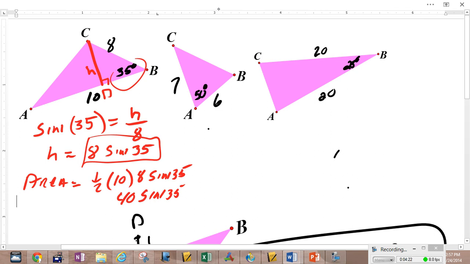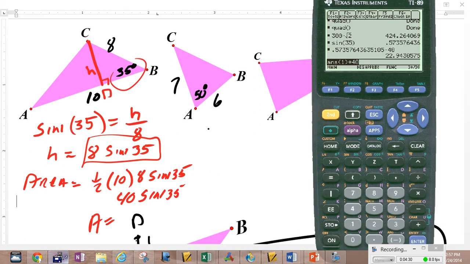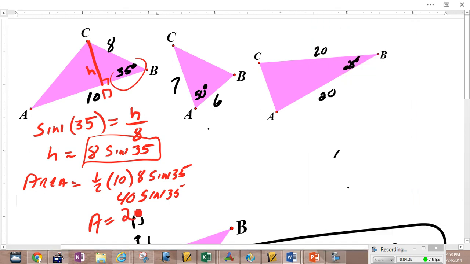Can't get that written in for some reason. Here, let me go pull my pen up again. My area here is going to equal, what was that again? We'll go back and take a look, 22.94. Okay, now, what do we do here?